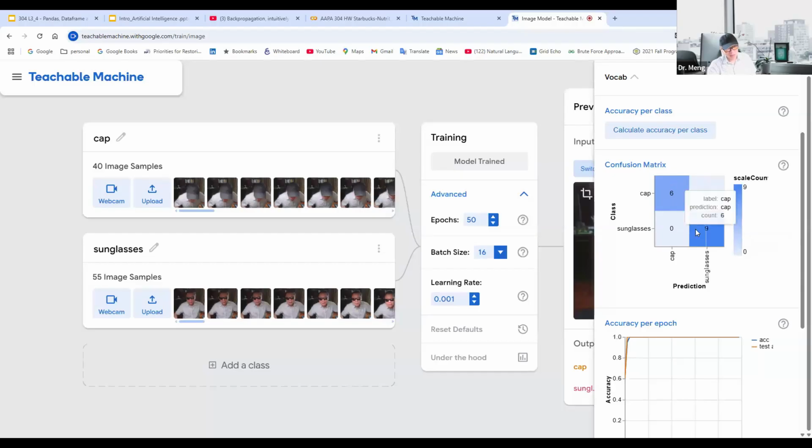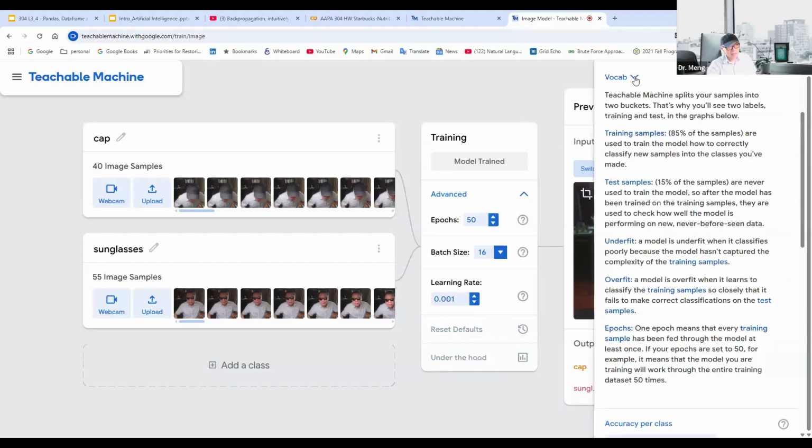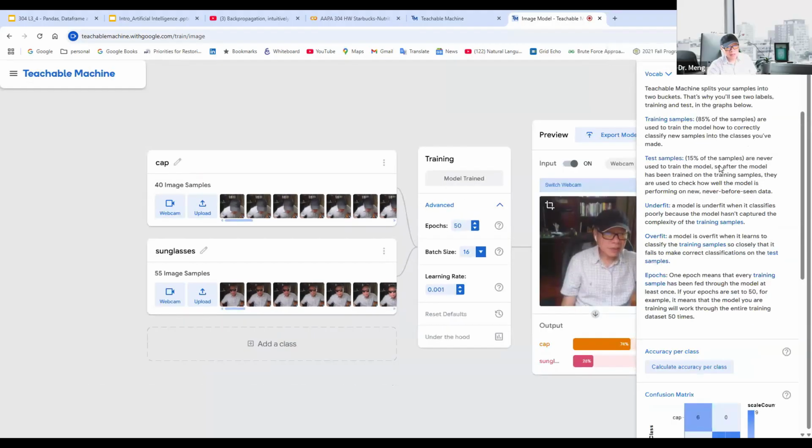Sometimes you wear a cap, the machine tells you you wear sunglasses. That means it's right. Initially, it's pretty random, but it's a good training. The performance would be pretty good. So I think this is what I want to say about it. I'm gonna close this thing.